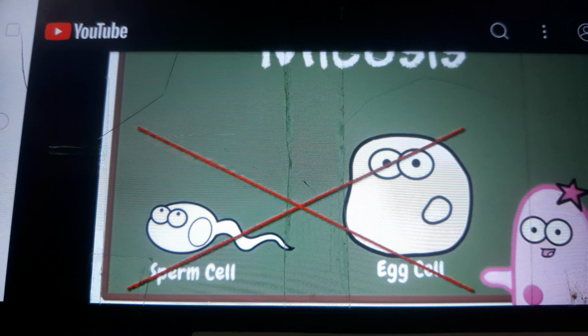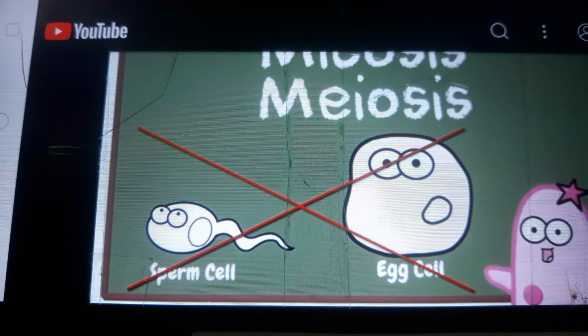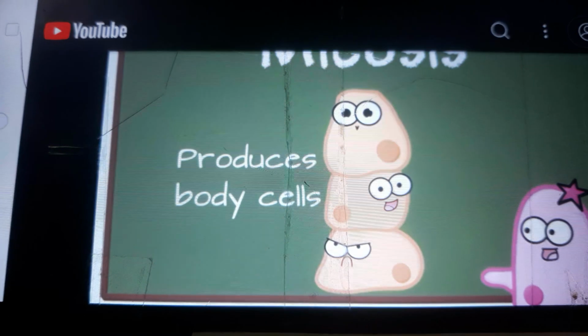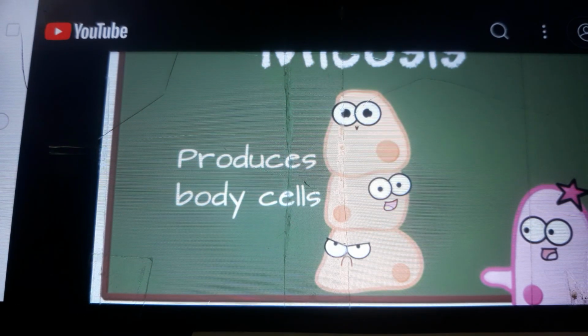Now, it's really important to understand what it is not. Mitosis is not a process that makes sperm or egg cells, because that's something different called meiosis, which sounds like mitosis, unfortunately, but it's a different process. Mitosis is done to produce body cells.